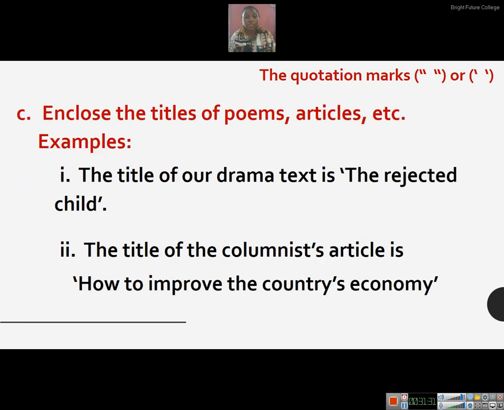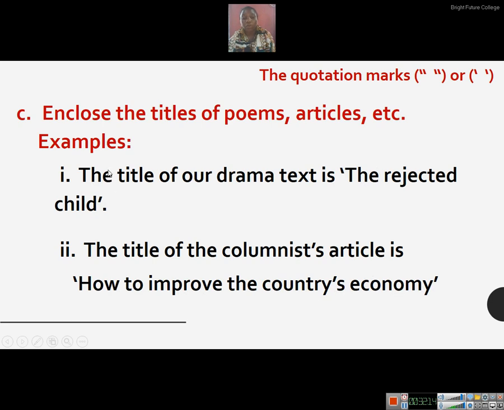We also use quotation marks to enclose the titles of poems, of plays, of articles, of books. For example, the title of our drama text is "The Rejected Child." So The Rejected Child is written in quotes. We use quotation marks, open and close, for it. The next one is, the title of the columnist's article is "How to Improve the Country's Economy," in quotes, because it is exactly the way it is written. You've not added anything, that is why we have it in quotes.